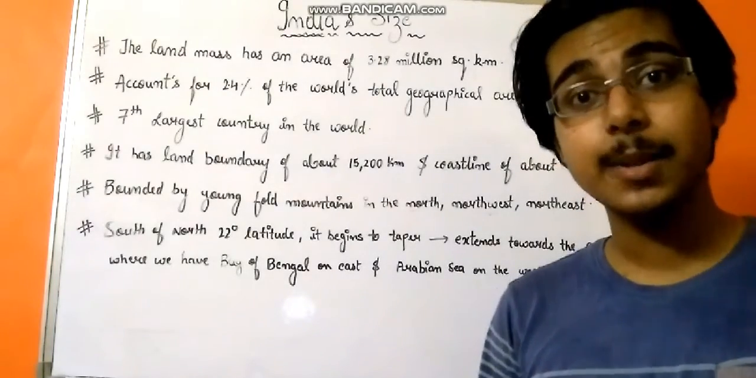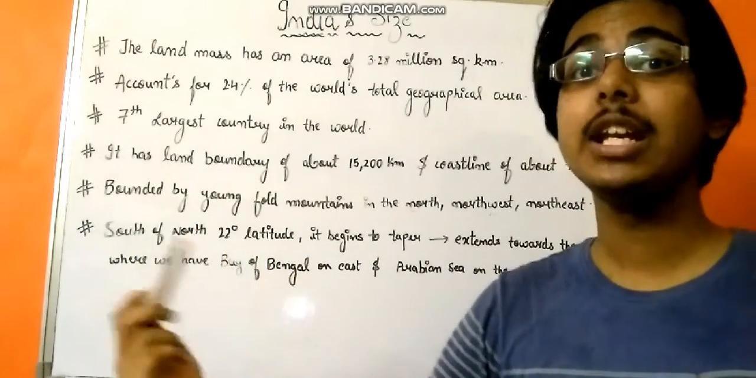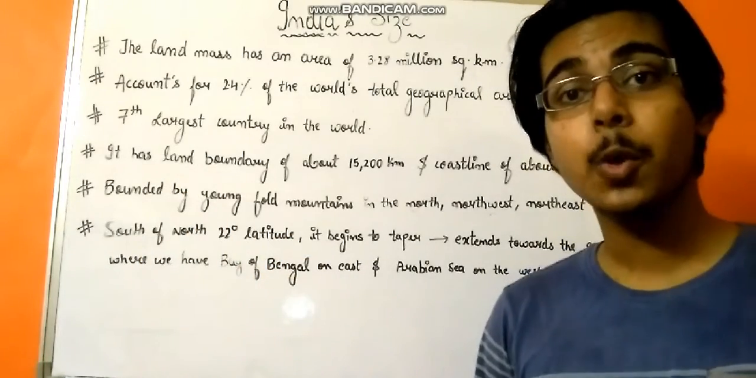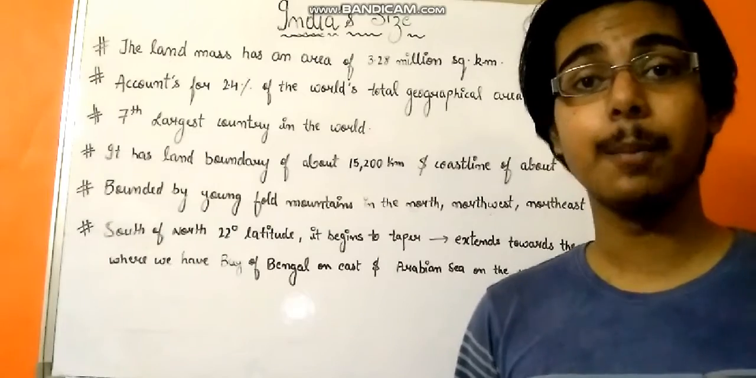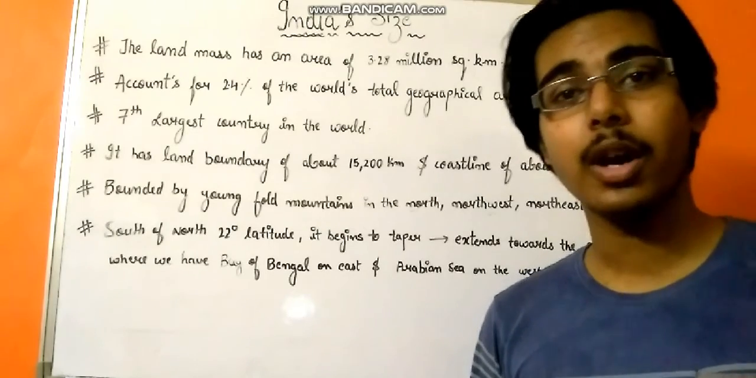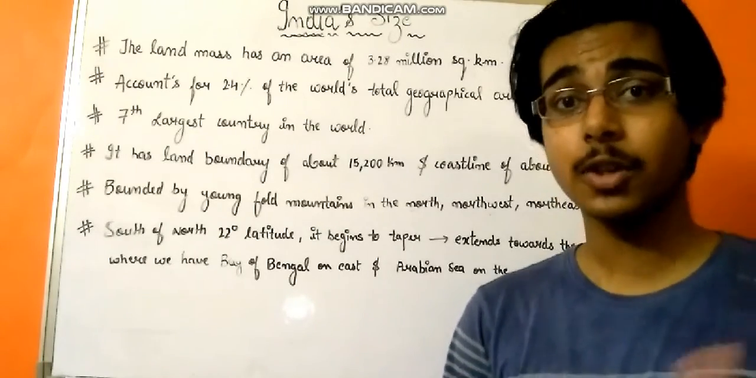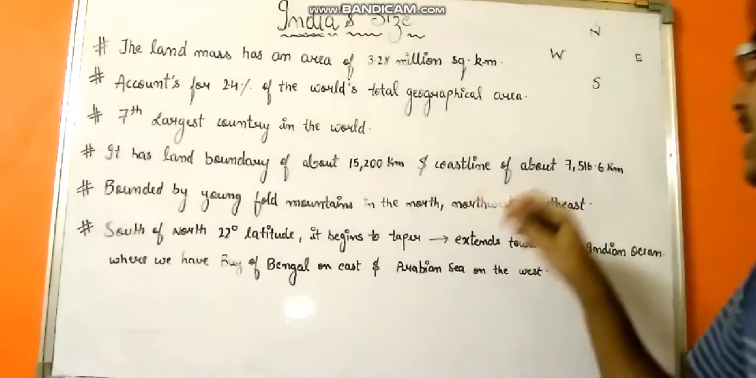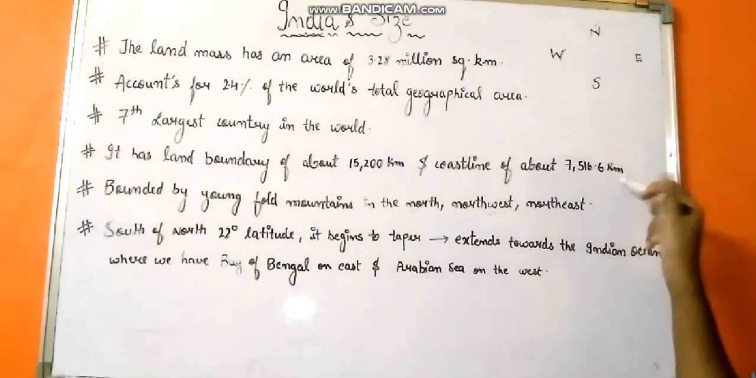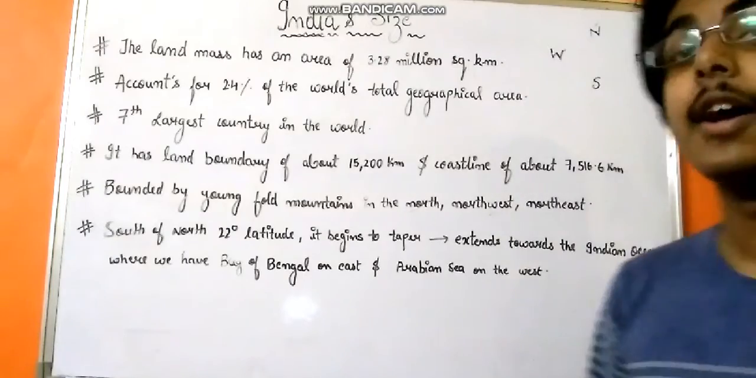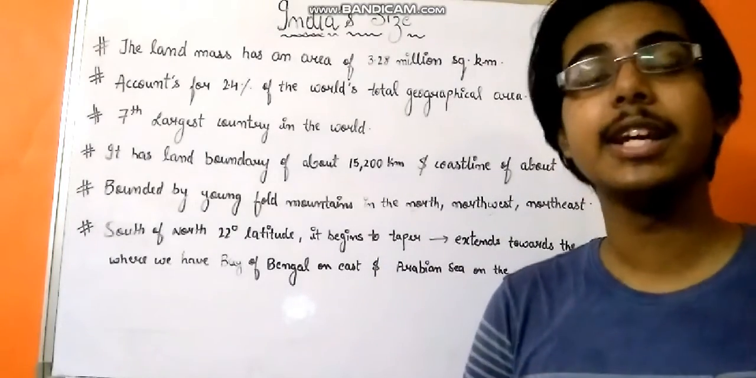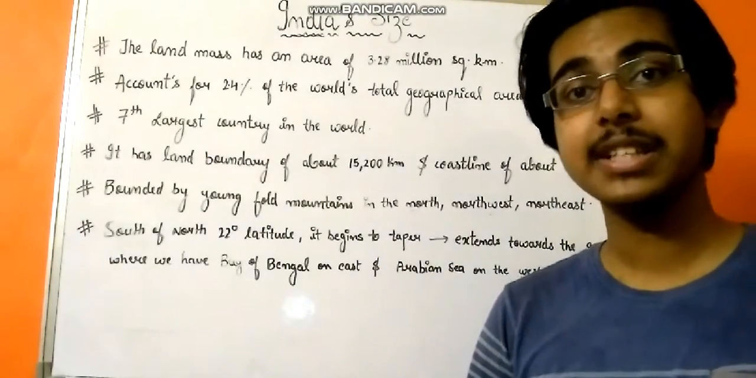Since we know that India is a peninsula, we have a very long coastline as well. Now this coastline has very strategic importance, be it in terms of politics and economics. So we have a very vast coastline which is approximately 7,516.6 kilometers.